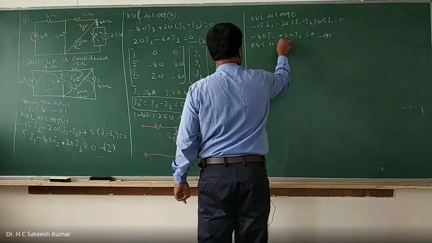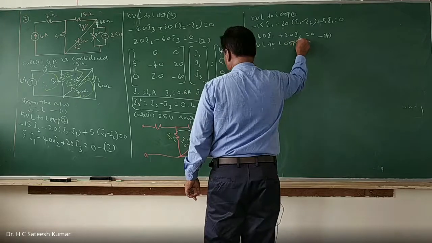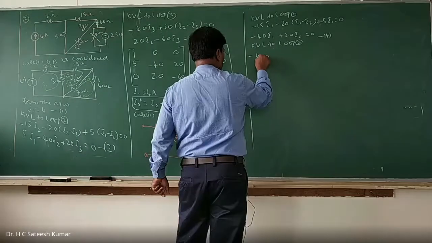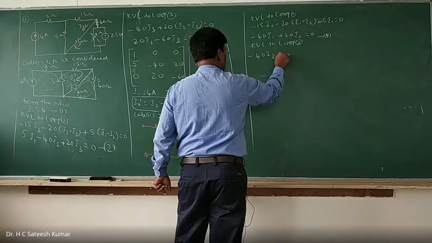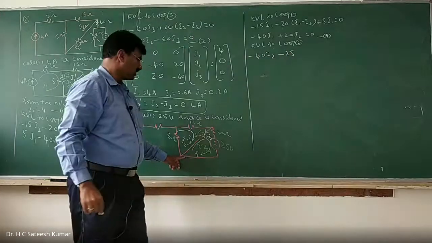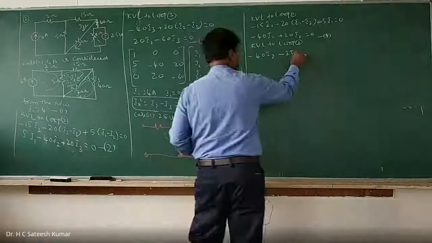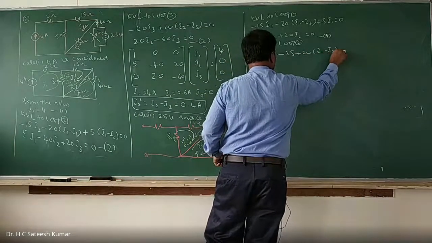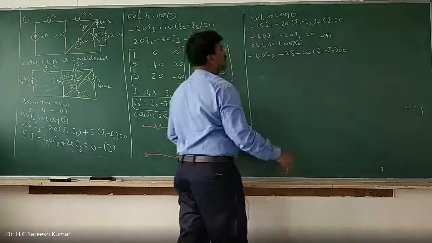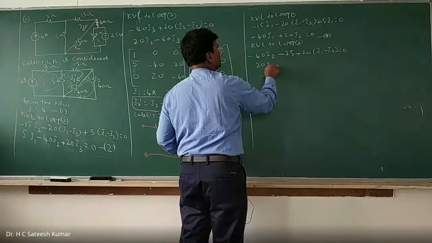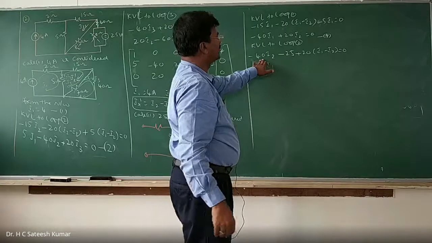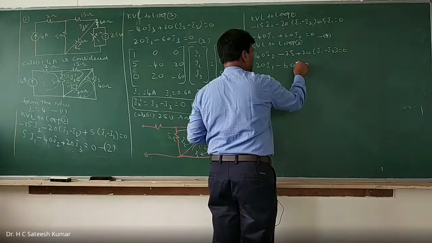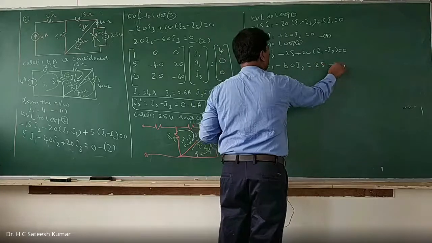KVL to loop 2. Start from this point. Minus 40 I2 minus 25 plus 20 into I1 minus I2 is equal to 0. So 20 I1 minus 40 minus 20, minus 60 I2 is equal to 25. Call this as equation number 2.